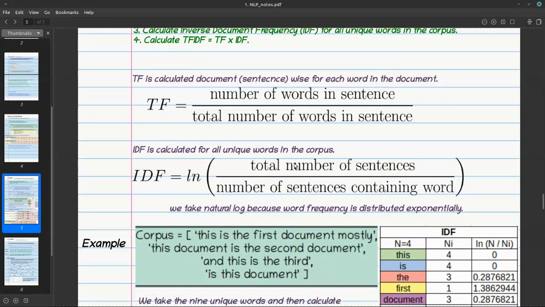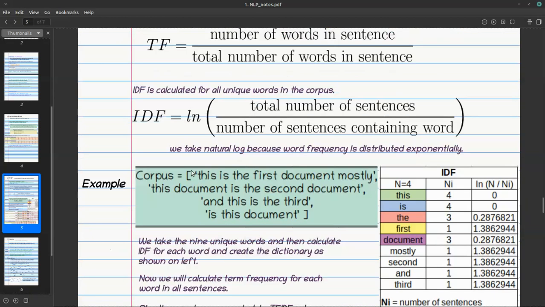So it is inverse. It's nothing but the total number of sentences divided by the number of sentences containing the word. See, if it was frequency, then it would be the number of sentences divided by the total number of sentences. But it is inverse. That's why we are taking the total in the numerator and the number of sentences, or you can say occurrences, in the denominator.